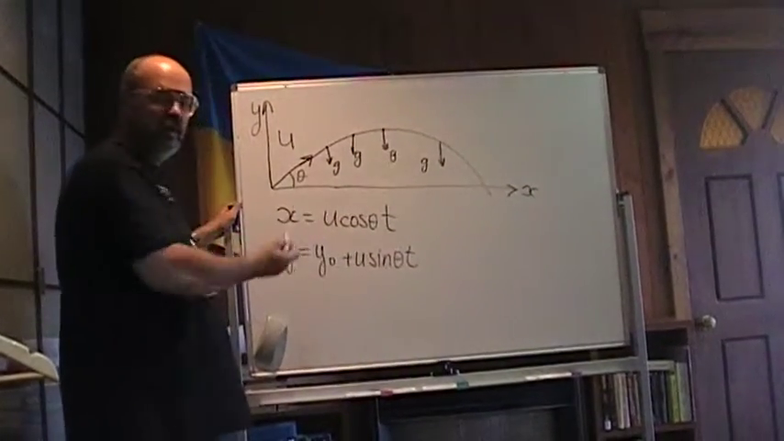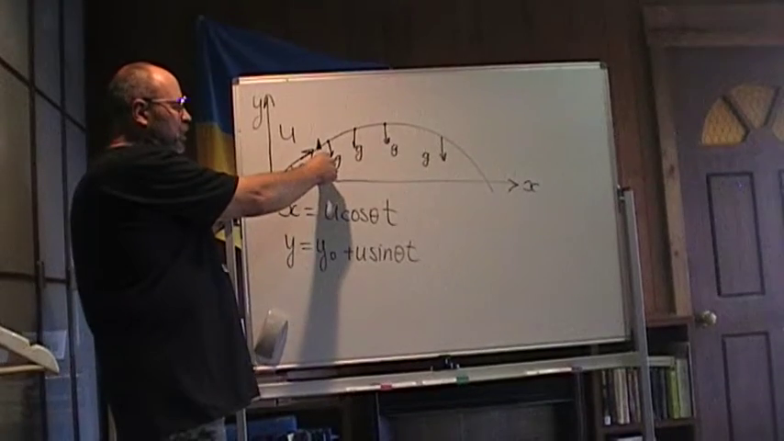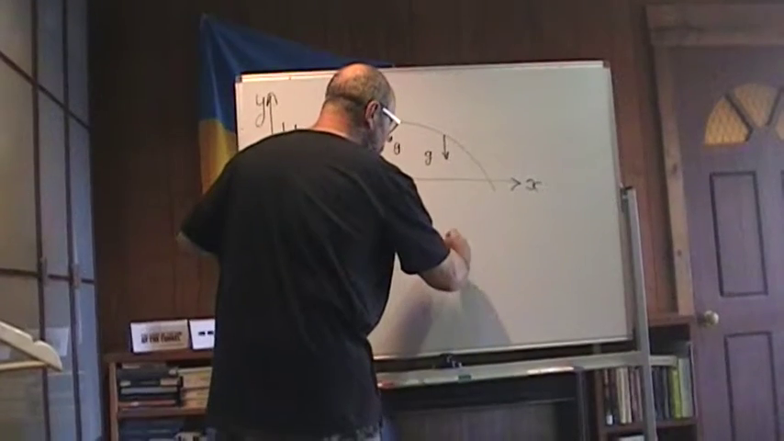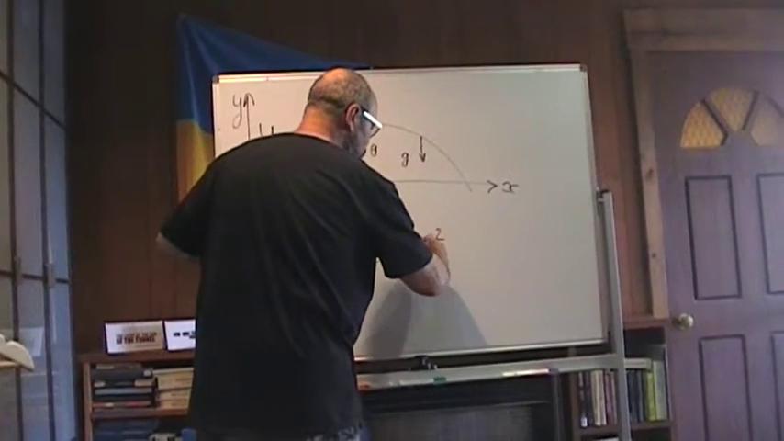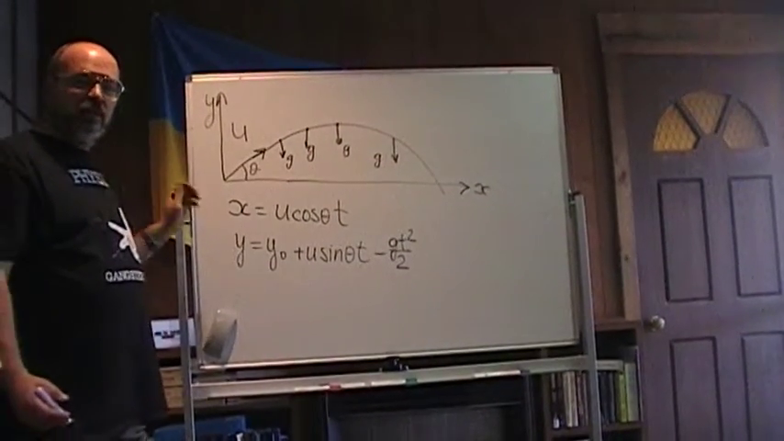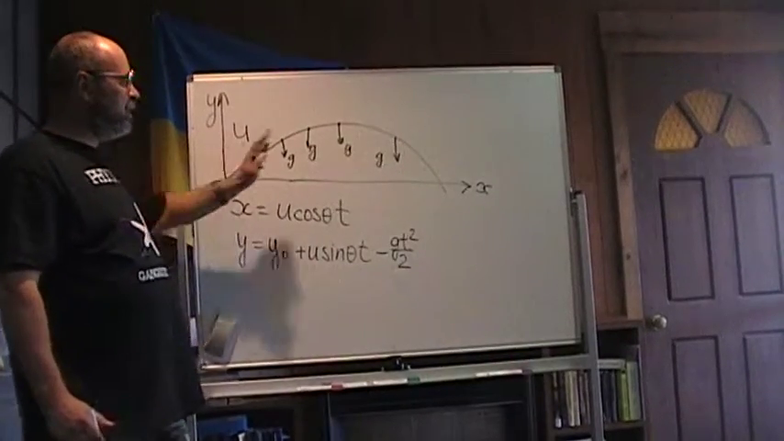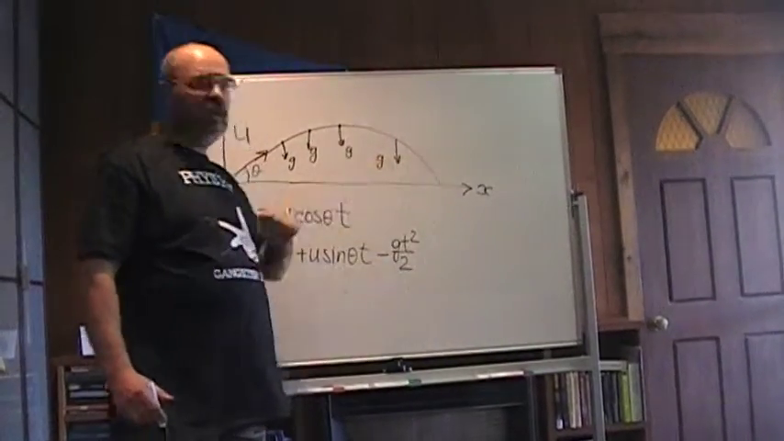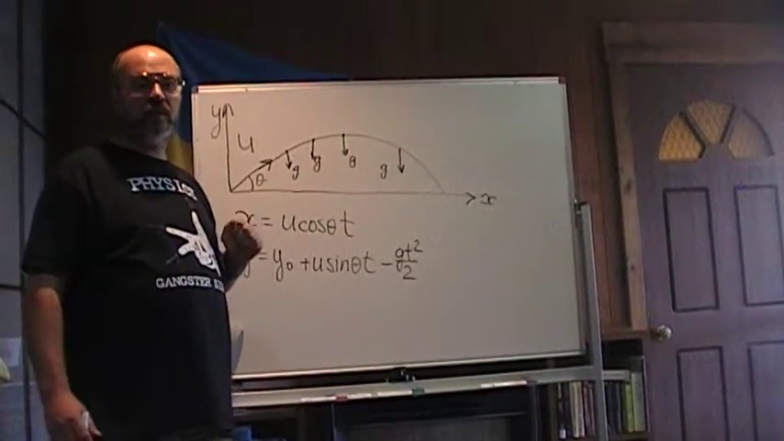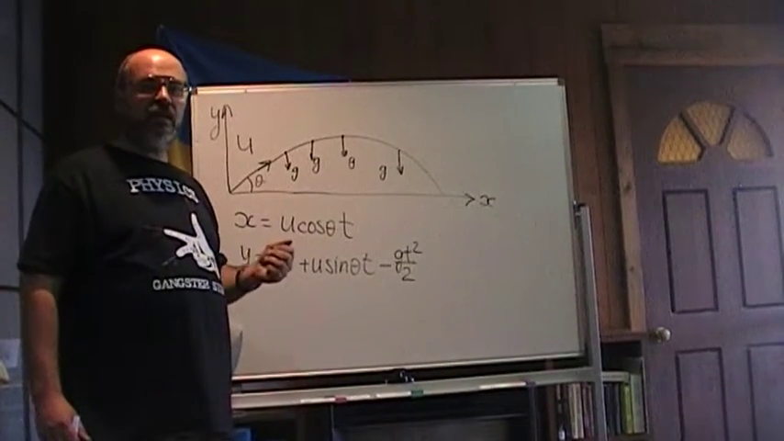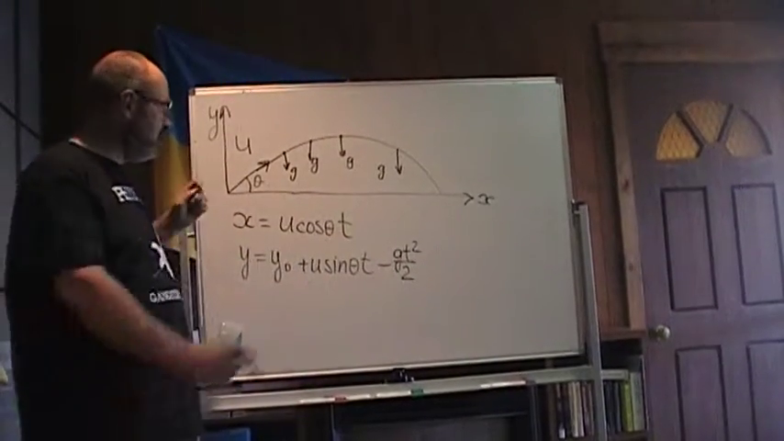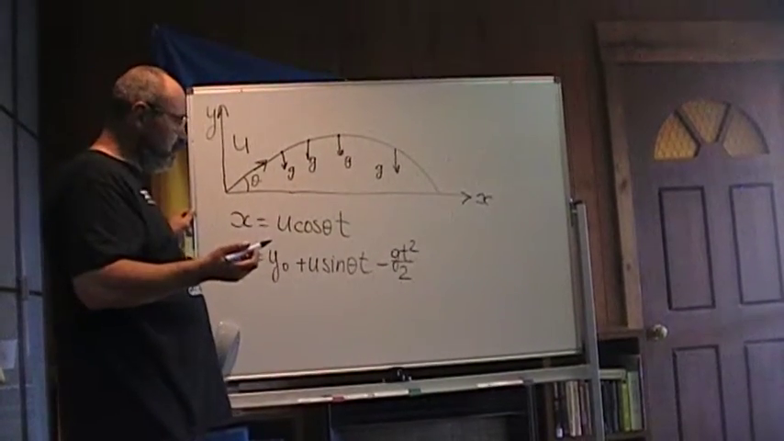That is, u sine theta is the resolution of the velocity into the vertical direction, the vertical component of the initial velocity, and minus g t squared over 2. So let's consider first the situation when the object starts and finishes at the same height. Let's find the time, how long it will be in the air, let's find the range, so the distance, and let's find the maximum height.